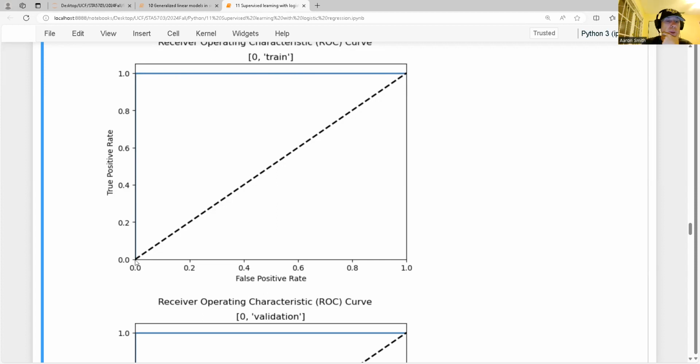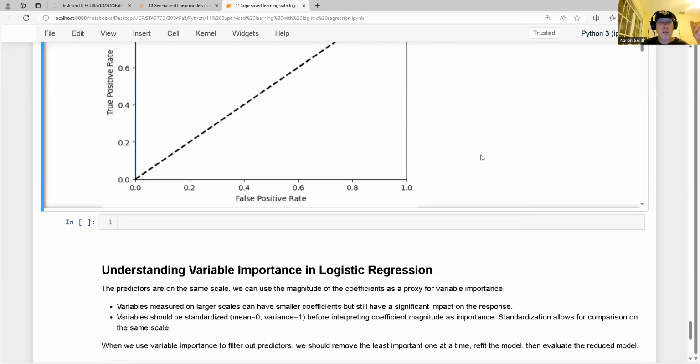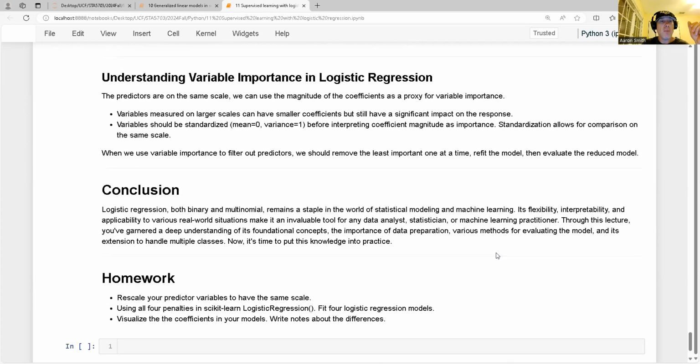And so we can see that since it's so good, this is going all the way up here and over here. It's forming like a square. This is maximum area under the curve. And typically we're going to have something that looks kind of like a bow above the y equals x line. And the model is so strong because of the odor predictor variable.